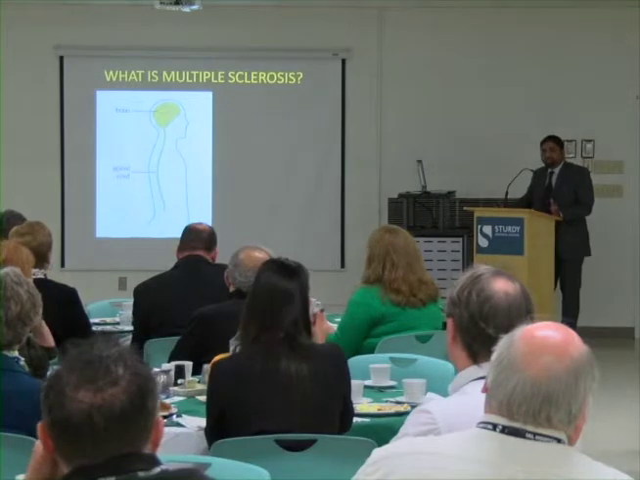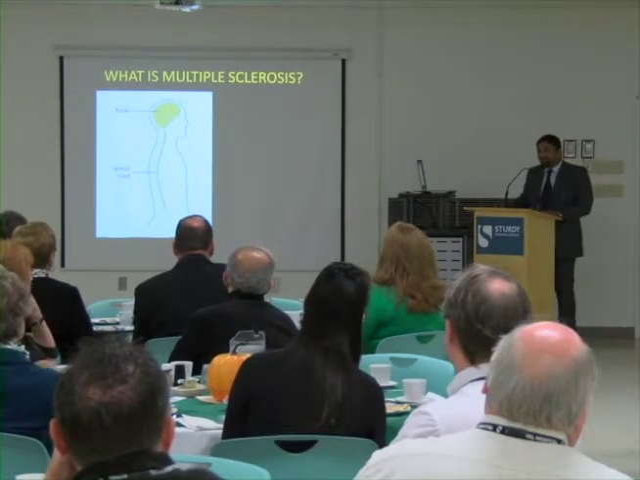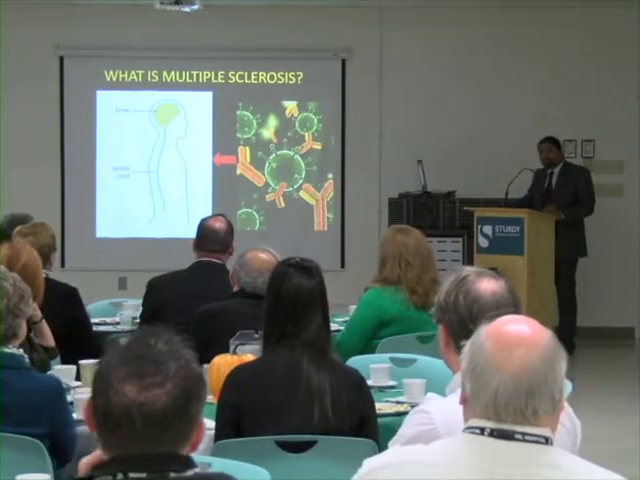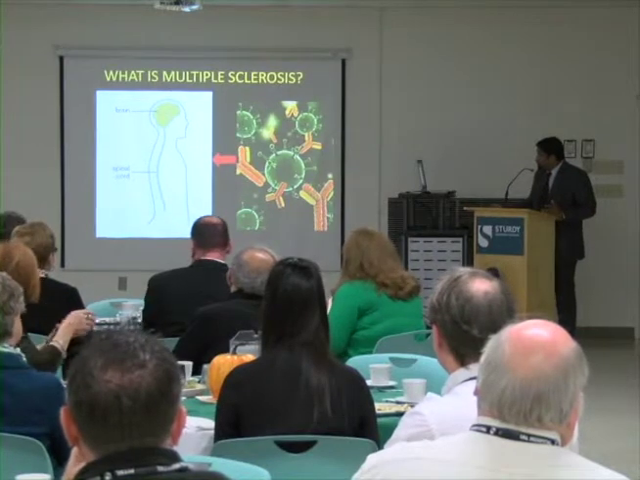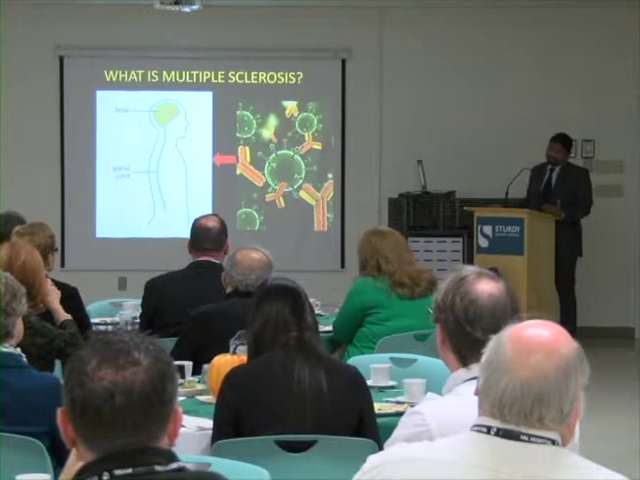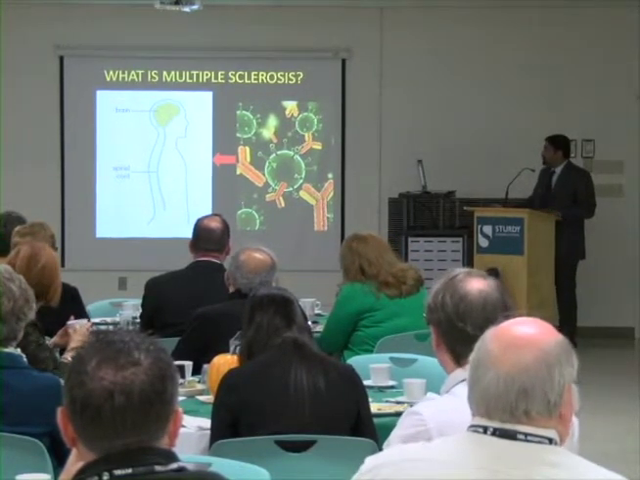So what is multiple sclerosis? Multiple sclerosis essentially is a disease of the brain and the spinal cord. And the brain, as you know, is essentially who we are. And the spinal cord is the connection between the brain and the rest of the body. So multiple sclerosis is caused by an attack of the immune system on the brain and the spinal cord. The immune system, which is supposed to basically protect us from infections, in multiple sclerosis turns against us and tends to affect particular parts of the brain and spinal cord.